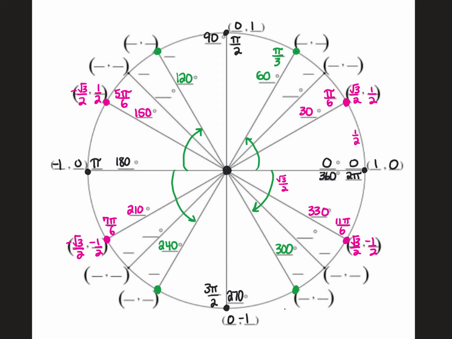Okay, and then we can think about our radians. So 60 times 2 gives me 120. So then we multiply pi over 3 times 2.